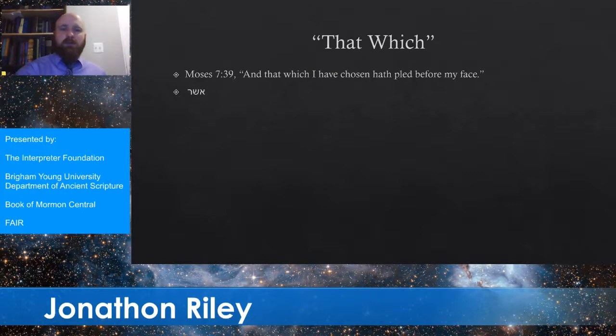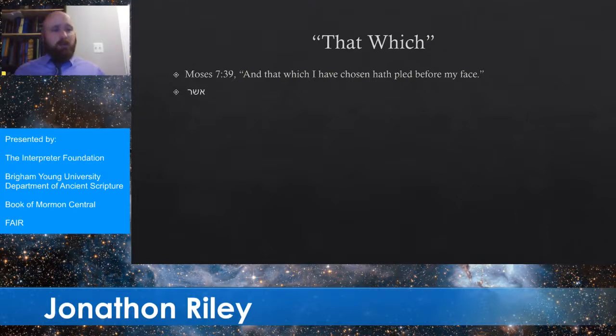Another Hebraism that helps to make sense of an unusual part of the text relates to the word translated as that which. The Hebrew word translated as that which, asher, the relative pronoun in Hebrew, always stays the same, regardless of gender or number. This explains the strange phrase in Moses 7:39, "And that which I have chosen hath pled before my face." In this verse, it's clear from the context that that which I have chosen is Jesus, but this verse is unclear in English.